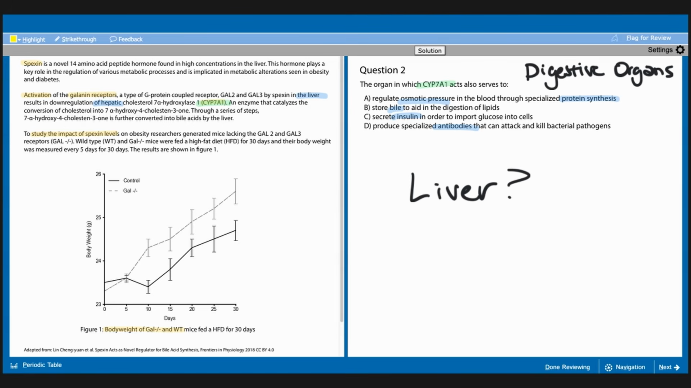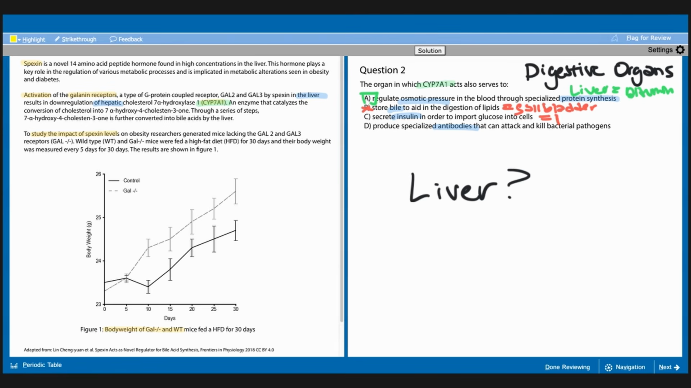So let's go ahead and think about A first here. Regulate osmotic pressure in the blood through specialized protein synthesis. So this is just talking about the creation of albumin, and that is something that the liver does. So that would be the correct answer in this case. Well, what about the rest of them? B says store bile to aid in the digestion of lipids. The liver creates bile, but it doesn't store it. Storage occurs in the gallbladder, so B would be referring to the gallbladder, making that incorrect as well.